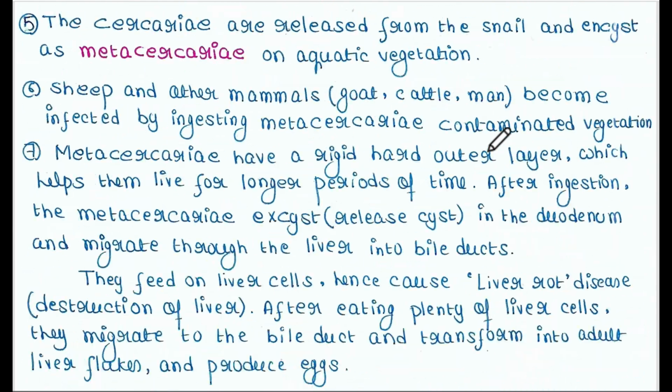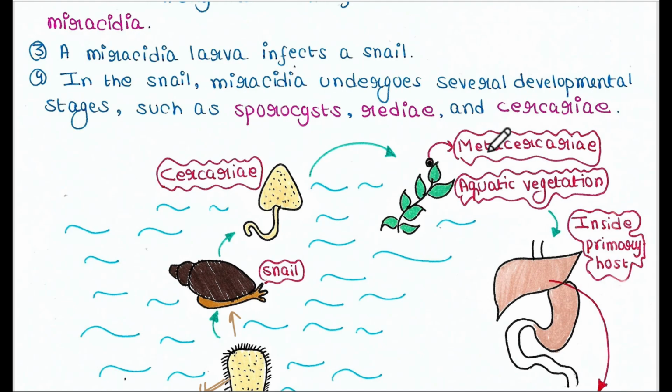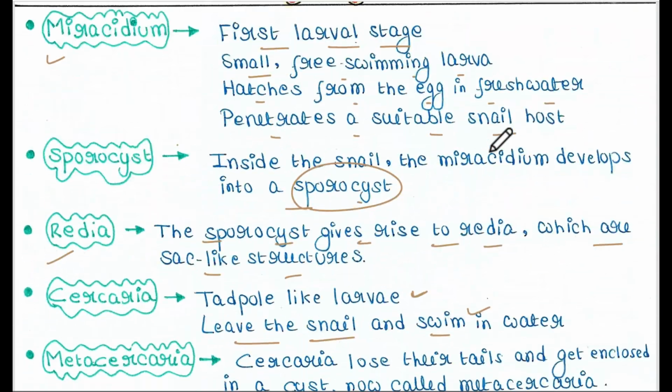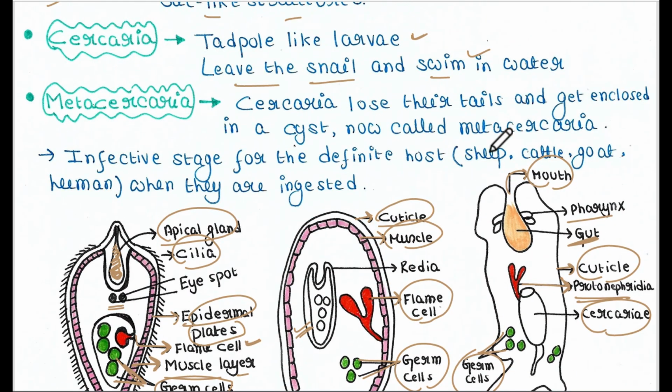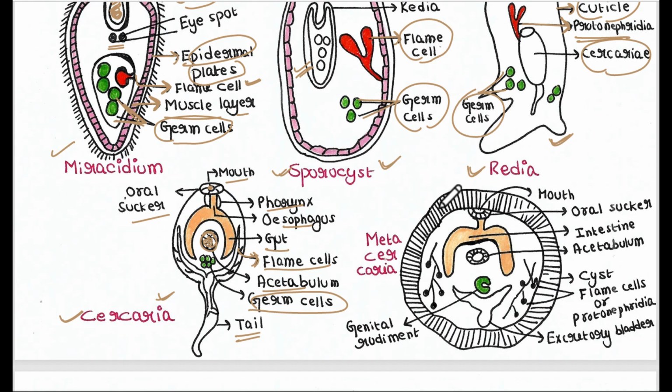So here we have seen that Cercaria leave the snail and swim freely in water. And the next structure is metacercaria. Cercaria lose their tails and get enclosed in a cyst, now called metacercaria. So basically, this is the cercaria which is developed into metacercaria. It loses its tail, and here is the cyst that is formed outside the larva.